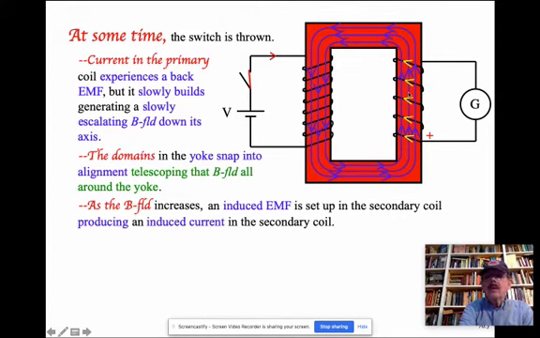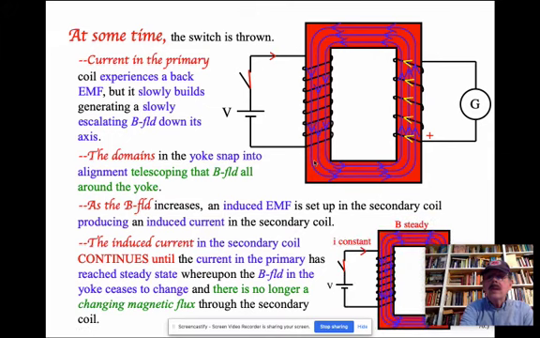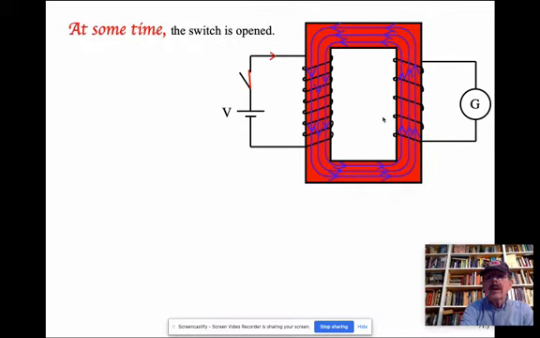This transfer, this current in the secondary, will only last as long as the magnetic field is increasing through the primary. So as soon as it goes to steady state, as soon as the current through here becomes steady state, and the magnetic field down the axis ends up being constant, then you will no longer get a current in the secondary.